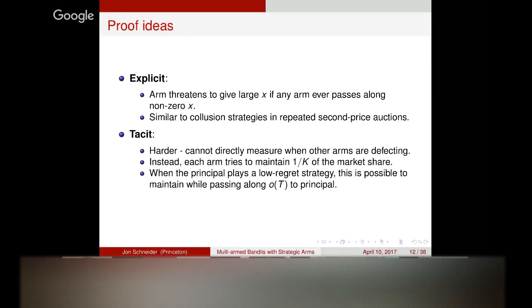So the tacit example is harder because you can't directly measure when the other arms are defecting. So instead, the idea is that each arm tries to maintain an equal fraction of the market share. The way it does this is it sees how much it's getting played, and if it's getting played less than it should, it'll give a tiny epsilon to the principal to encourage it to play it. And we can use this, along with the fact that the principal is playing a lower regret strategy, to show that they can actually maintain this equal market share while passing along very little to the principal.